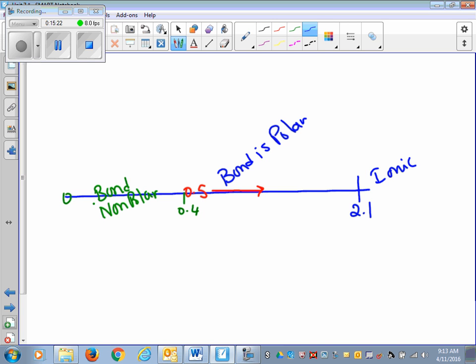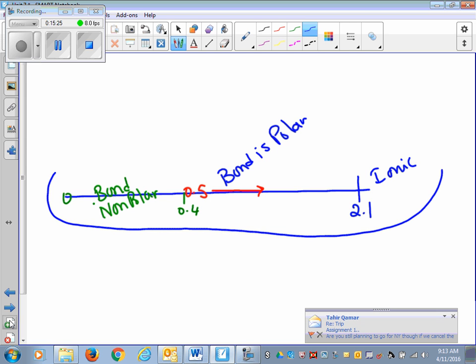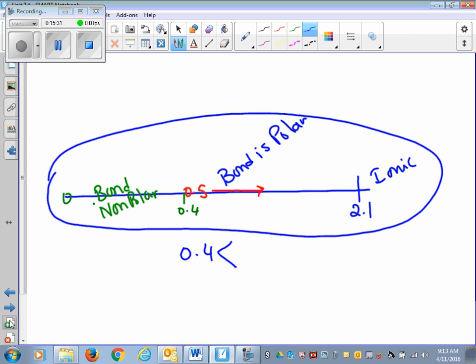So you have to memorize this scale: 0.4 and less is non-polar, 0.5 and bigger is polar. I don't know how to say it exactly, maybe I could be wrong, I'm not a mathematician, I am terrible at math. However you want to do it, equal or greater, it's going to be polar; equal or smaller, it's going to be non-polar. So you have to know this chart, and when you are given the question, you need to see the electronegativity difference.